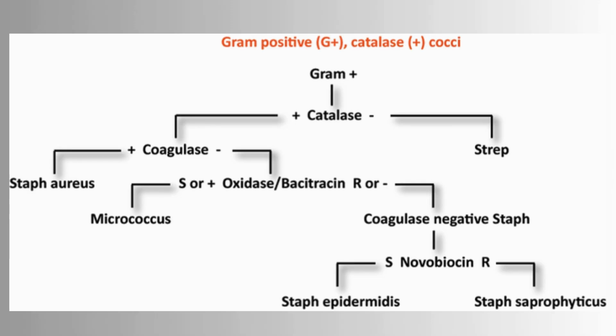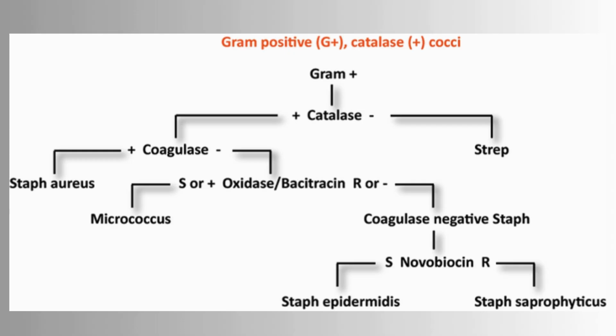Micrococcus and negative is coagulase-negative Staph. Based upon bacitracin, Micrococcus is susceptible to bacitracin and coagulase-negative Staph is resistant to it. And novobiocin further divides Staph epidermidis from saprophyticus. So saprophyticus is resistant to novobiocin and epidermidis is susceptible to novobiocin.